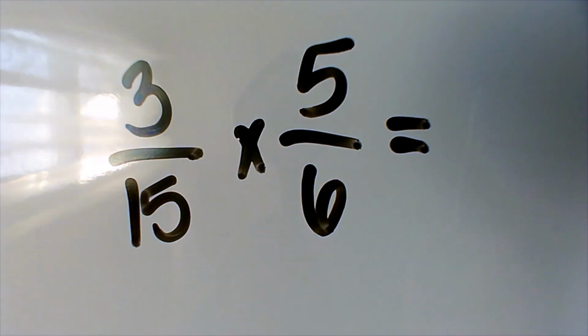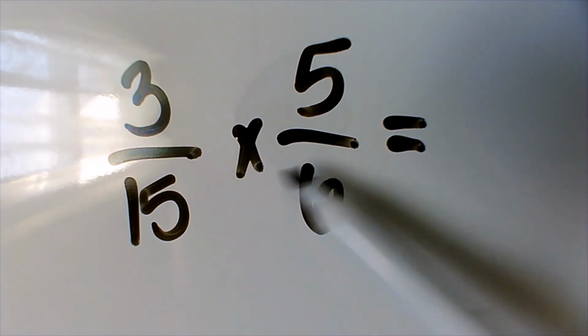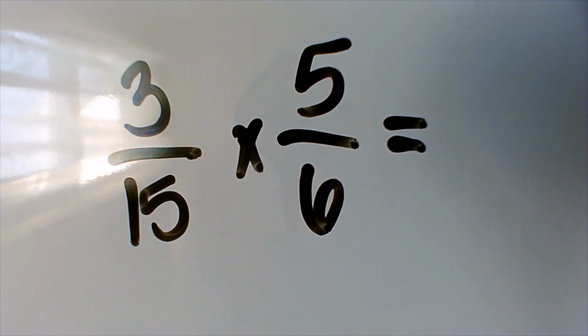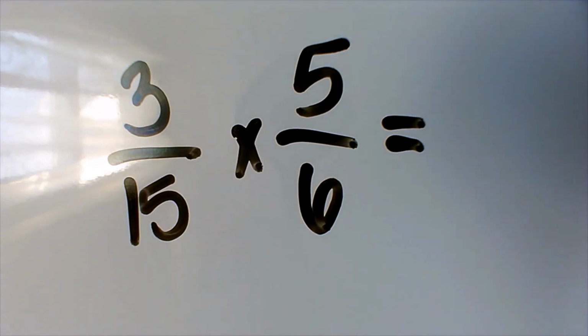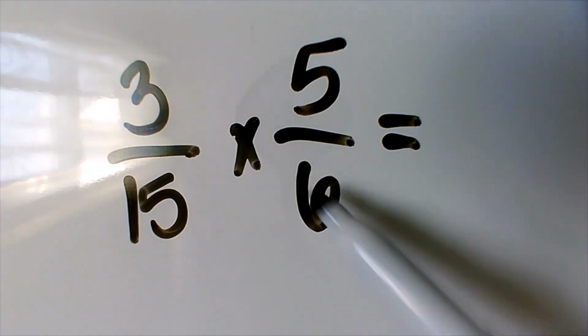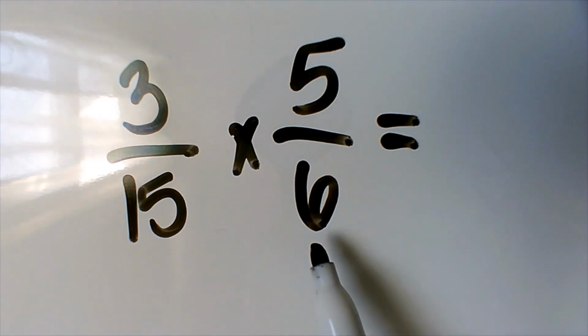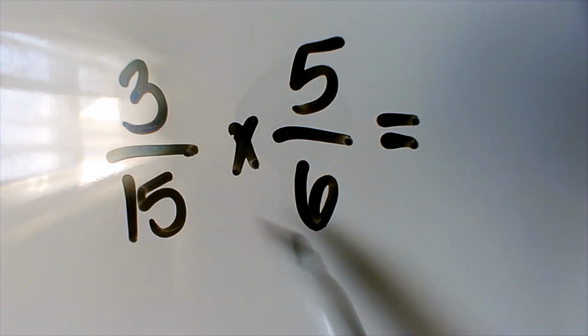The other way you can solve the same problem is by using cross-simplifying. So here we have the same fraction that we just did. We have 3/15 times 5/16. And I'm going to show you how cross-simplifying can save you some time. So what you're going to do is you're going to look across at our numbers. So here's our numerator 3 and our denominator of 6. We're going to think about this as its own fraction.